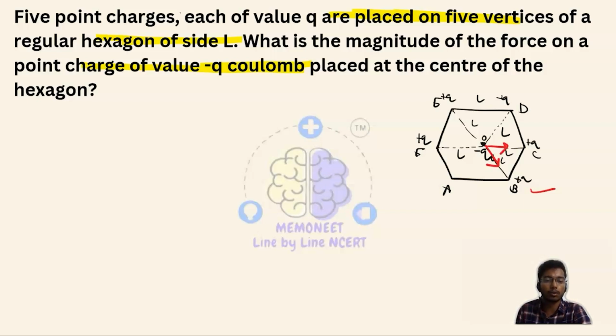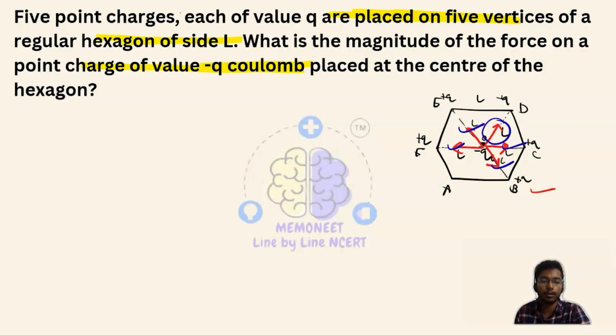And on OC will be this, on OD will be in this direction, OE and OF will be in this direction. Here all the forces are equal in magnitude. So which forces will cancel? This force and this force will cancel, as these are equal and opposite. This force and this force will cancel. So what remains in the end? That is this force only.